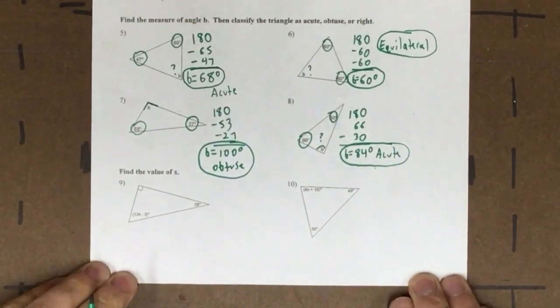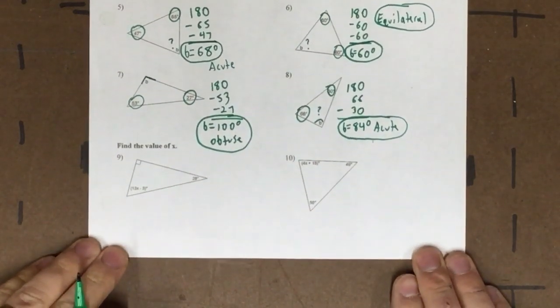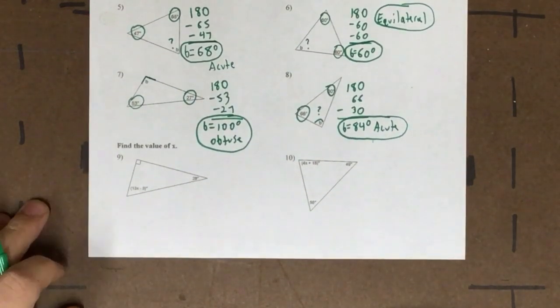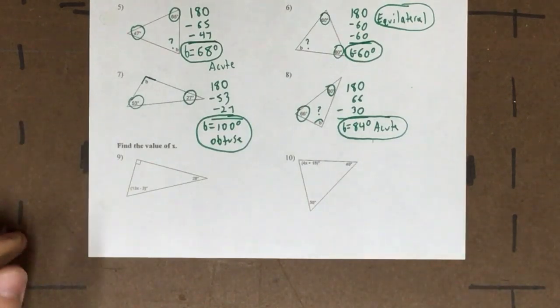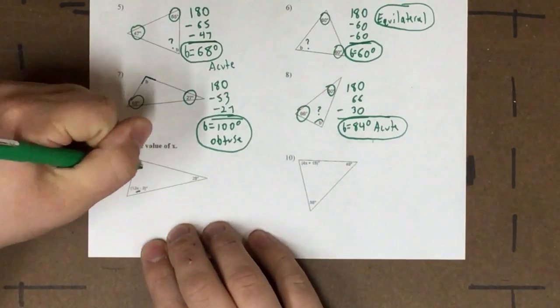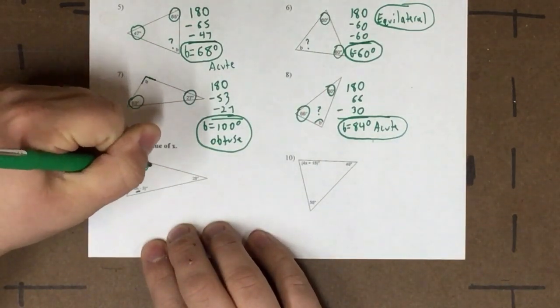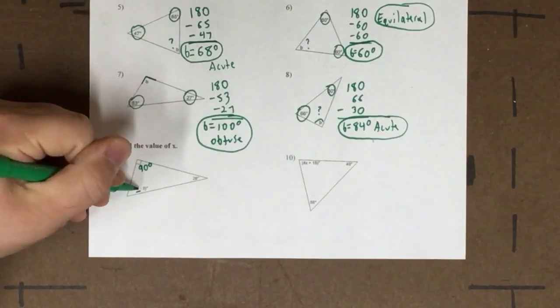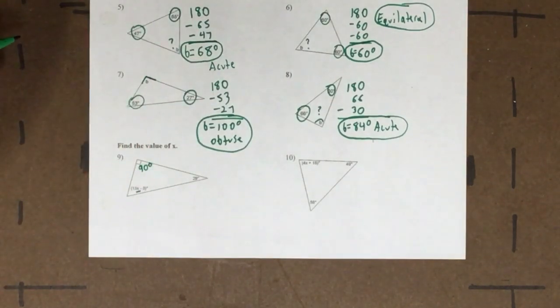These last two problems, find the value of x. We're going to have a couple extra steps to do. It's not too bad. It's going to be a repeat of what we just did above. X is here. I know that this square means 90, so technically I have something for every corner, but I don't know what x is. This isn't an actual number right now.